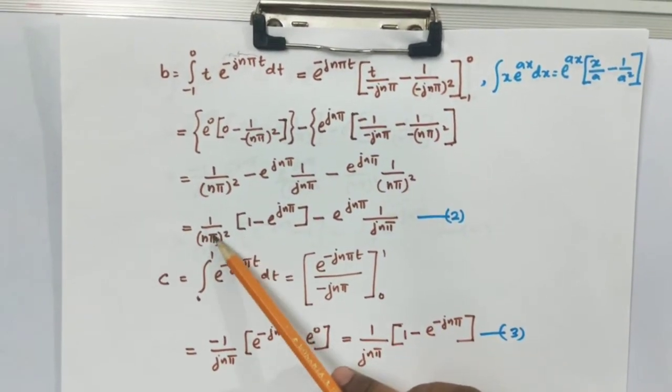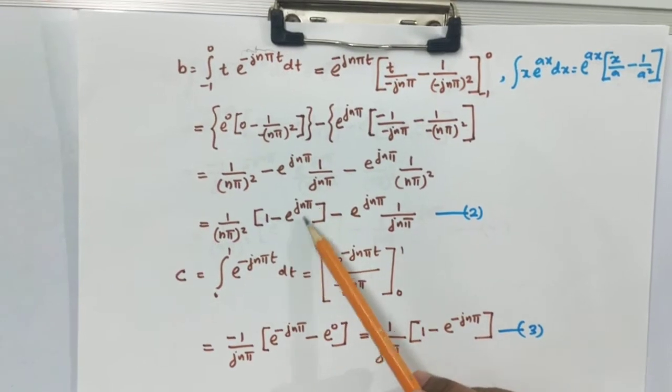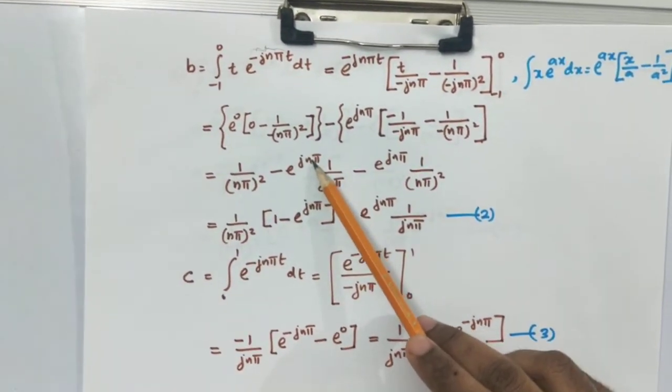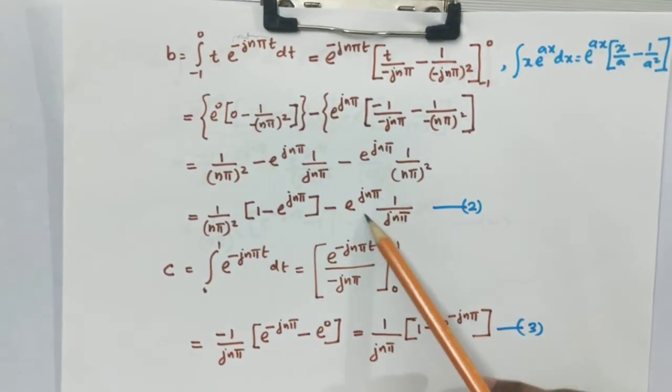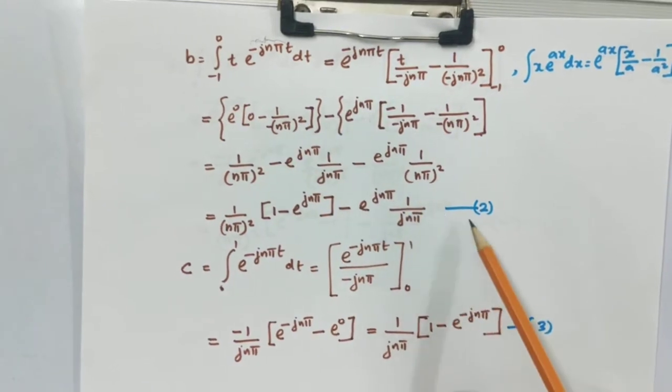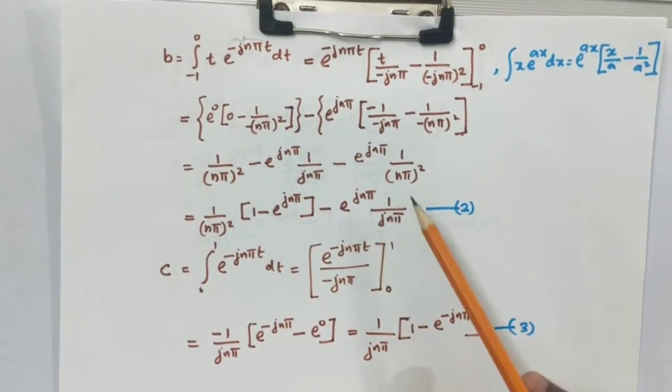So 1 by n pi square into 1 minus e raised to j n pi minus this term e raised to j n pi into 1 by j n pi. This is the second term. So that is the expression for B. So we have got A and B.